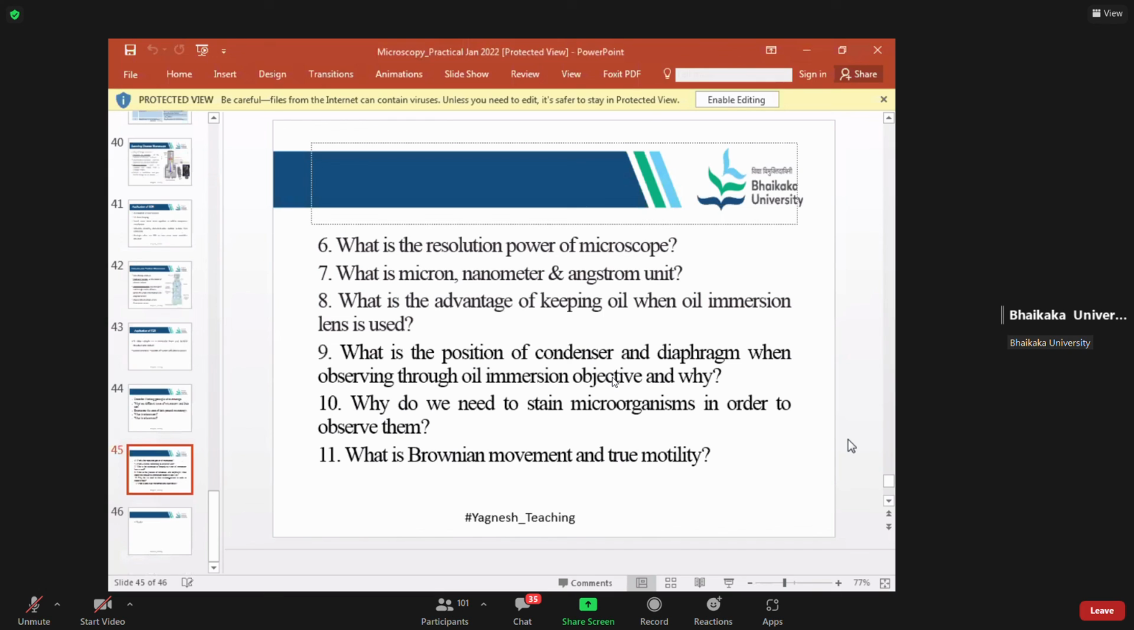Why do we need to stain microorganisms in order to observe them? That we have discussed in detail. What is Brownian movement and true motility? You do not answer this question, the 11th question, because we have not discussed it yet. Later on, we will discuss this. What is the meaning of Brownian movement and what is the meaning of true motility of the microorganism? So up to 10 questions you can answer. The 11th you skip.